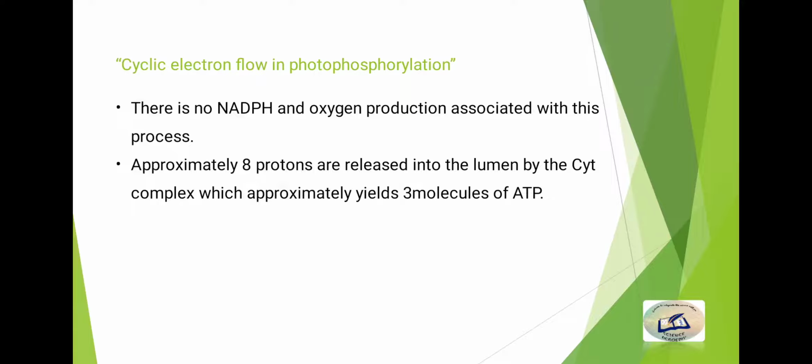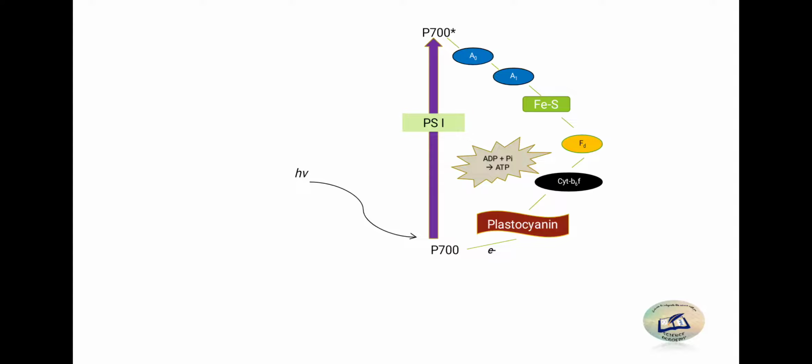And approximately how many molecules are produced? Let's see. Approximately 8 protons are released into the lumen by the cytochrome complex, which yields approximately 3 molecules of ATP. In a rough theoretical calculation, not a practical one, about 2.5 protons are responsible for the production of 1 ATP. So 8 protons are involved in the formation of roughly 3 molecules of ATP.